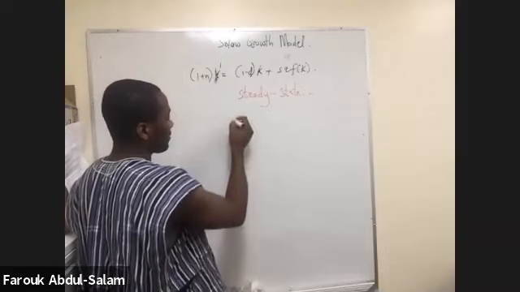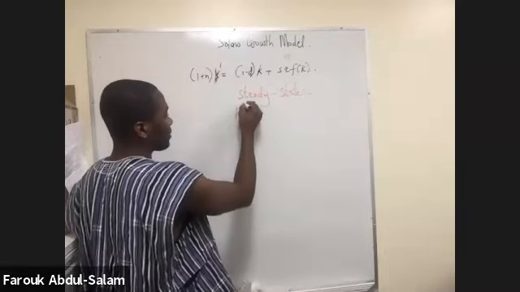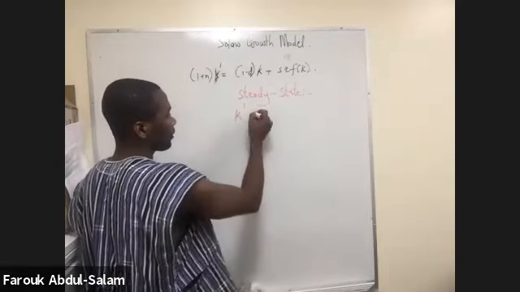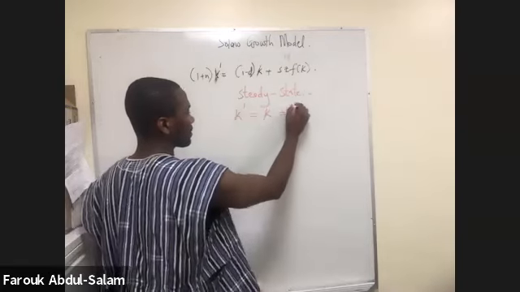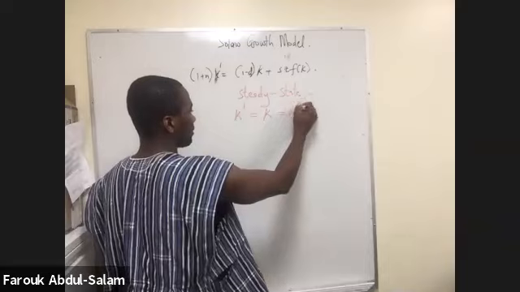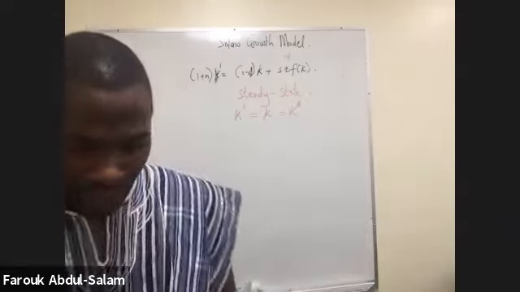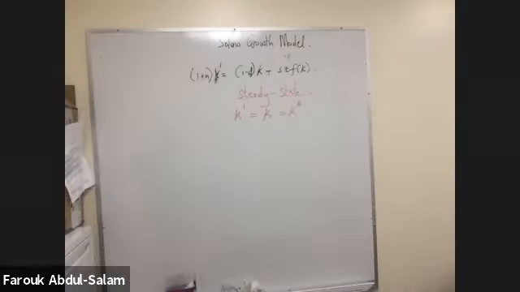In steady state, we assume that the capital that you have for tomorrow is the same as the capital that you have for today, which is the same as k star. Steady state basically means that nothing changes. We are in a state where the amount of capital remains the same and nothing changes.